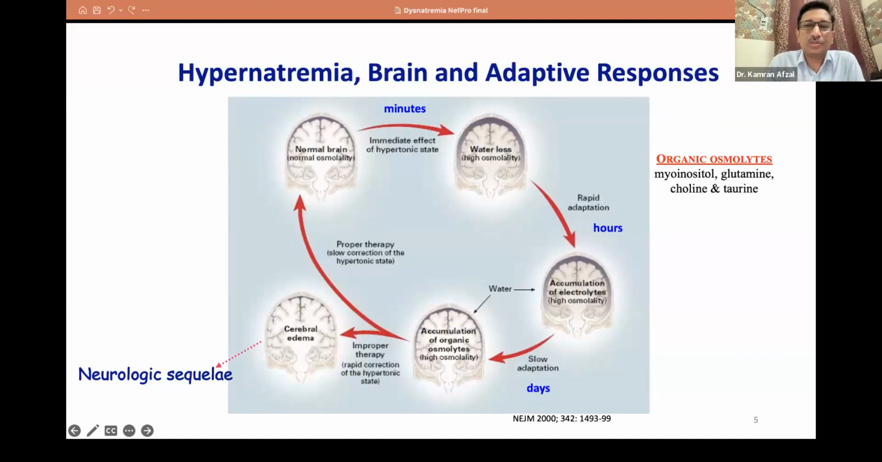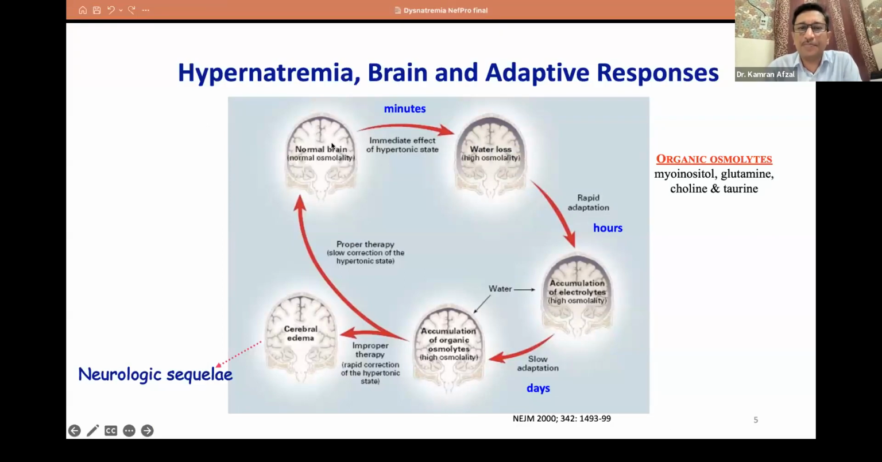Now, Dr. Sumantra talked to you about the adaptive responses of the brain. So we'll briefly discuss these very important diagrams to understand why we need to be slow in our management of chronic hypernatremia. Before I go into this, just remember that Dr. Sumantra also alluded to this, that sodium disturbances are primarily disturbances of water balance. So hypernatremia chiefly is a state of dehydration, and hyponatremia most often is a state of overhydration.